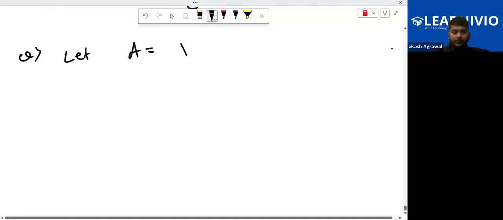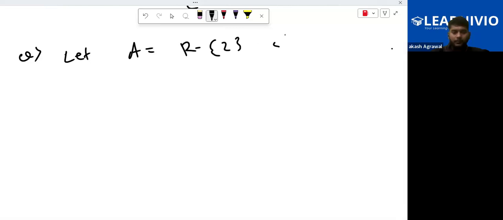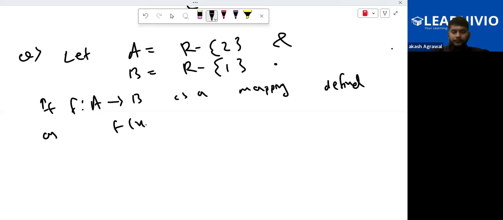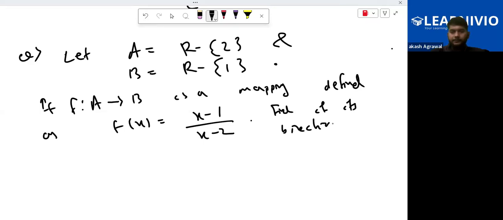Let A equals R minus 2 and B equals R minus 1. If f from A to B is a mapping defined as f of x equals x minus 1 upon x minus 2, find if it's a bijection.